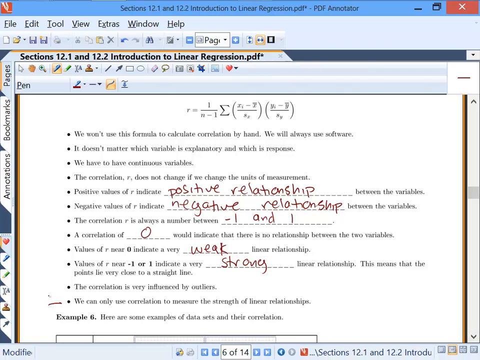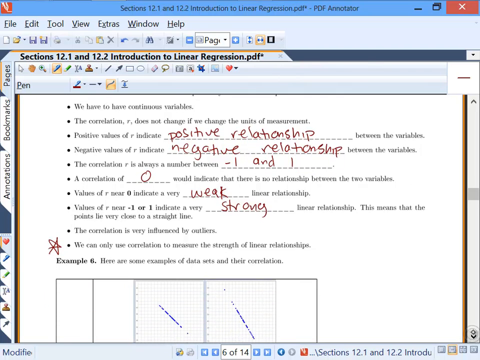And this part is very important. We can only use correlation to measure the strength of linear relationships. So a lot of people will just plug it into the computer and look at the correlation and say, oh, I got a correlation of 0.9. And it looks really good, and then if they actually looked at the data set, it might be a really definite curve. So the computer doesn't check first to see if it's linear or not. That's not built into it. You have to look at a scatterplot as the human, make sure it's linear before you do correlation and linear regression.